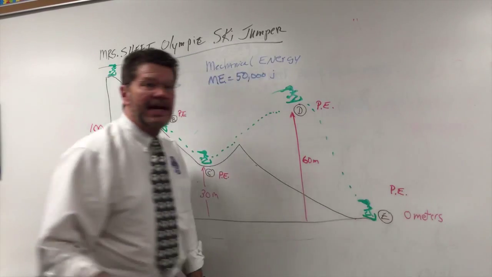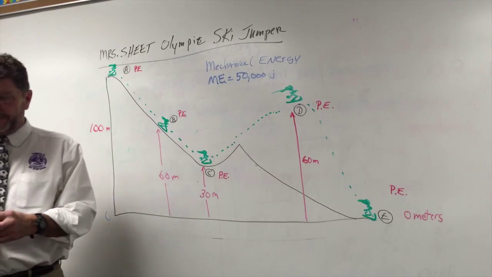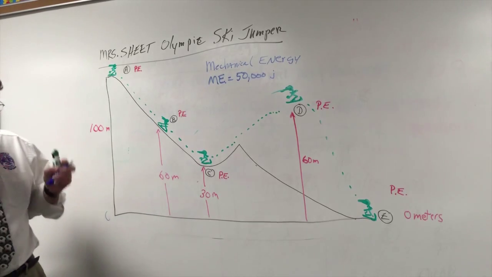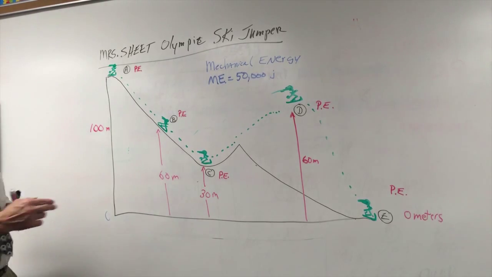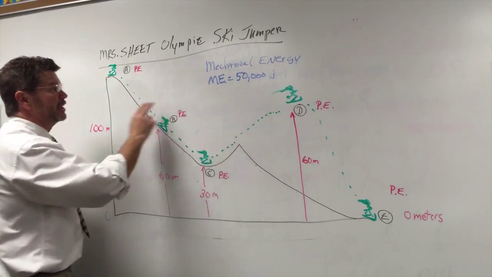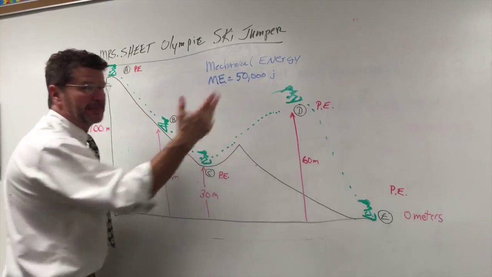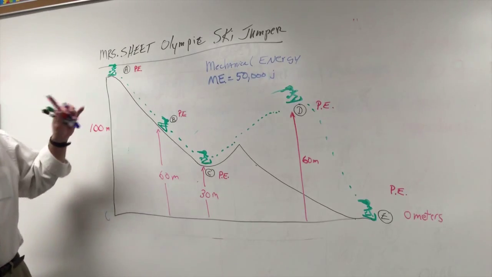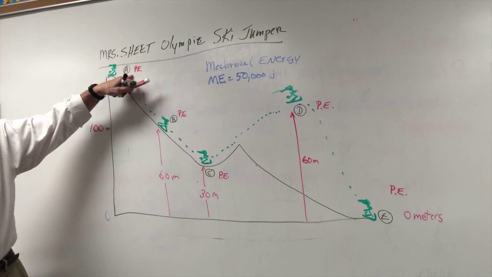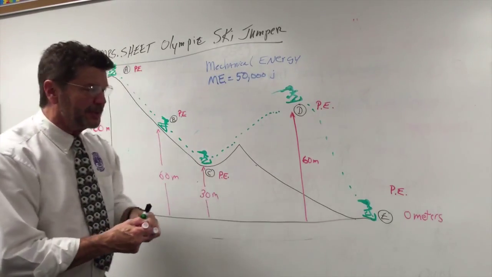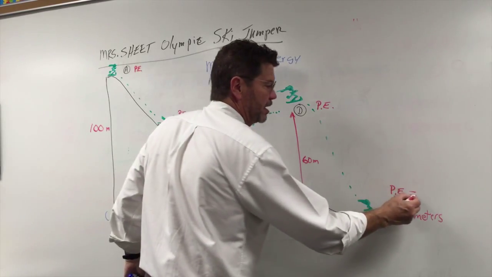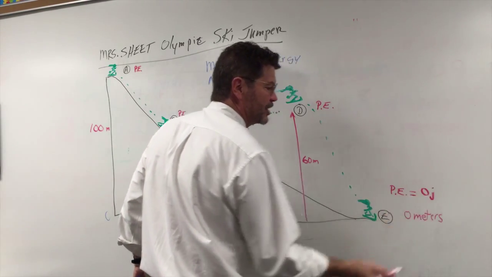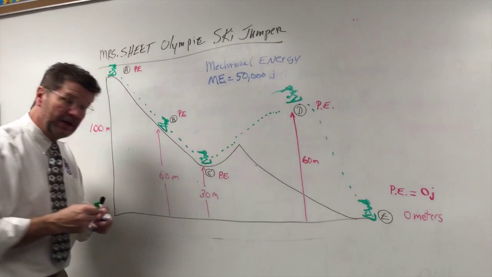You know, they say that math is the language of science, and that's what we're trying to do today. So we know that the mechanical energy at each stop of Mrs. Sheets jumping on this ski jump is 50,000 joules. And we know that this is where she is the highest. And down here, what is the potential energy of her right here? 0.